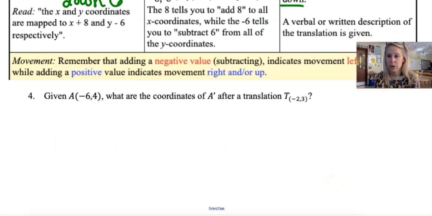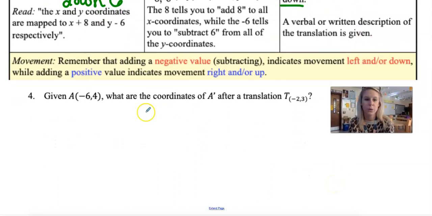So let's look at one more example. I have a point A. It is located at (-6, 4). What are the coordinates of A prime? A prime is going to be the image, what happened afterwards. So A is your pre-image, the original one. A prime, this little tick mark up here, is the new image, after a translation (-2, 3).